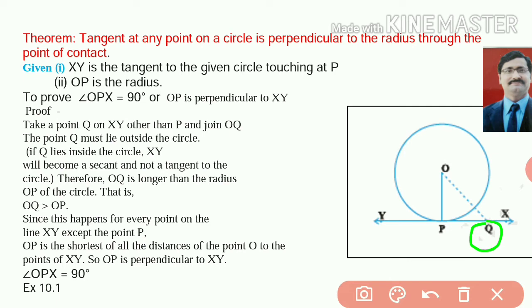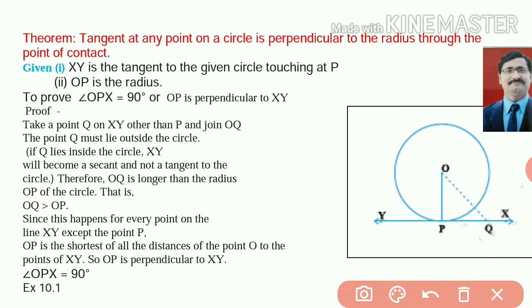If Q lies inside the circle, what happens? Inside means PQ will become a secant line. Look here, if Q is inside the circle, PQ is a secant line, not a tangent. Therefore OQ is longer than the radius OP. Look here, OQ is longer than OP.